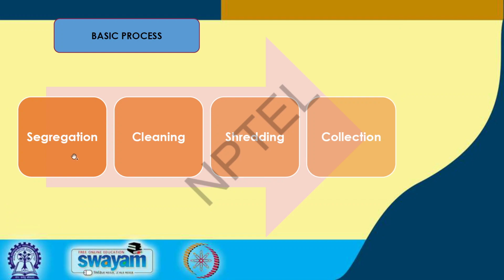So this is the basic process of road making from plastics. We have to segregate the plastic, clean it, shred it, and this should be transported.